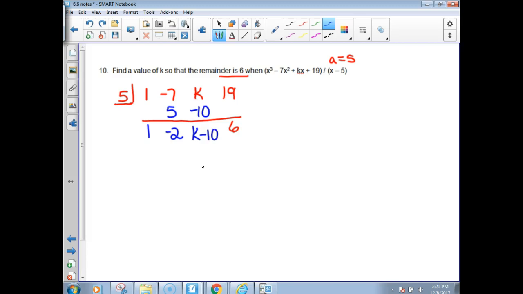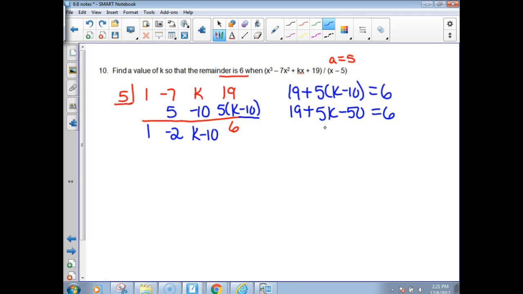Now, the next step would be multiply k minus 10 by 5. Okay. And then we would add vertically and set it equal to 6. So we'd have 19 plus 5 times k minus 10 equals 6. We're okay with that? I'm going to distribute. That'd be 5k minus 50.